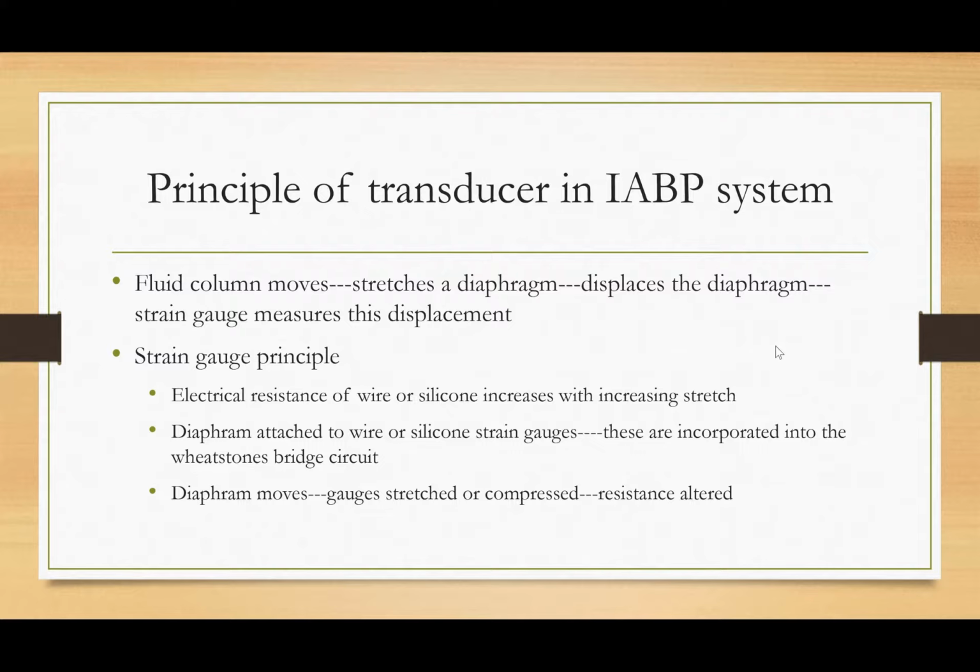So if you balance the Wheatstone's bridge, there is no current flow, because R1 by R2 is equal to R3 by R4, and there will be balanced resistance on both sides, and there will not be any potential difference, and no current will flow. So when there is a displacement occurring in the diaphragm, that will cause a corresponding stretching in the strain gauge, which causes an increase in the resistance in one arm of the Wheatstone's bridge, which produces a potential difference in that bridge, and that will result in a current flow. So because of the diaphragm movement, the strain gauge gets stretched or compressed, and the resistance will be altered.